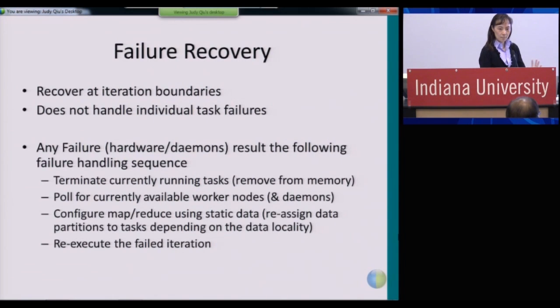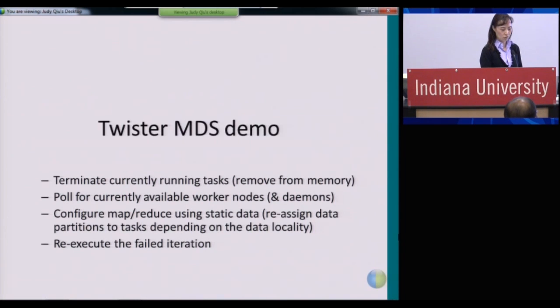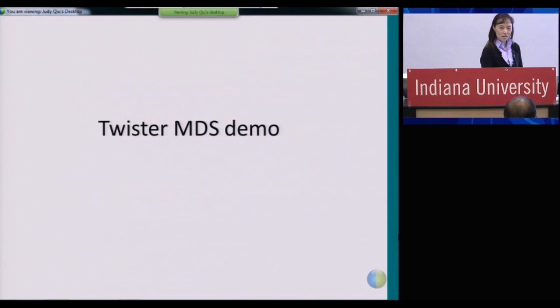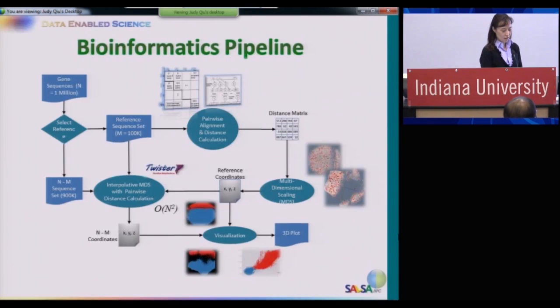Any MapReduce system will claim that it is fault tolerant, so that is a feature we must support. With that, I give you a demo of Twister-MDS. This is the background of why we do this.